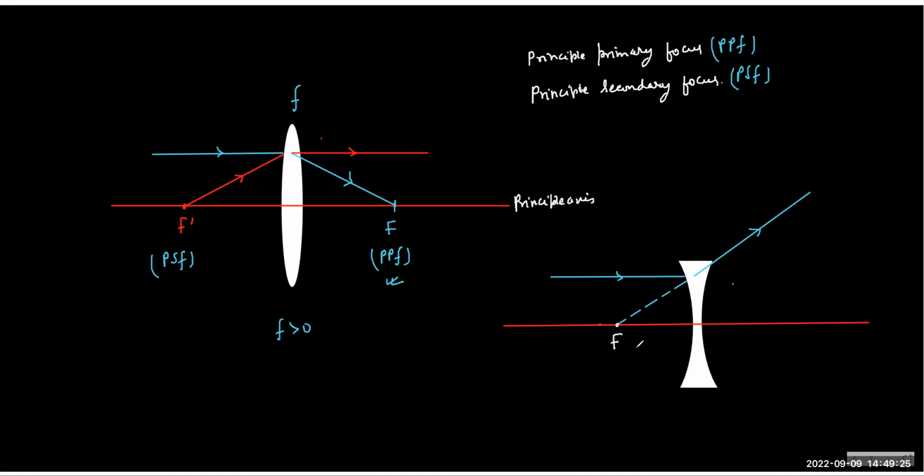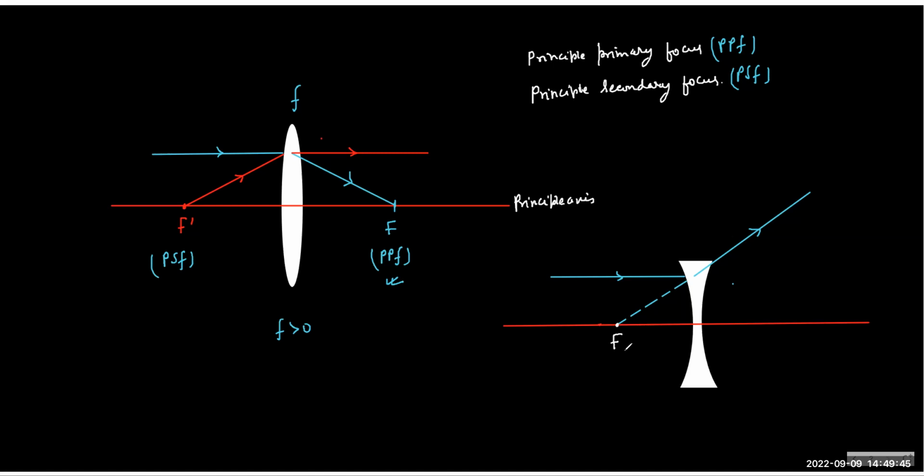We find the principal primary focus by taking a parallel beam as an incident ray, and wherever it either gets focused or appears to be coming from, either it converges or it appears to be diverging, that point is called the principal primary focus. I hope this is clear.